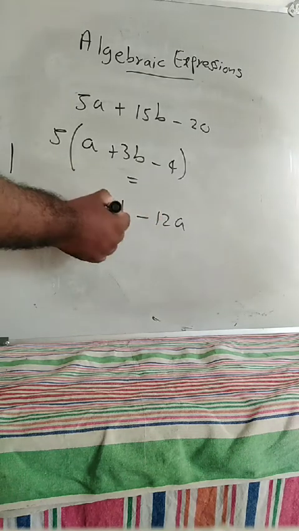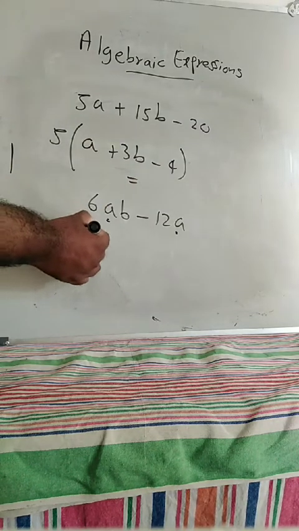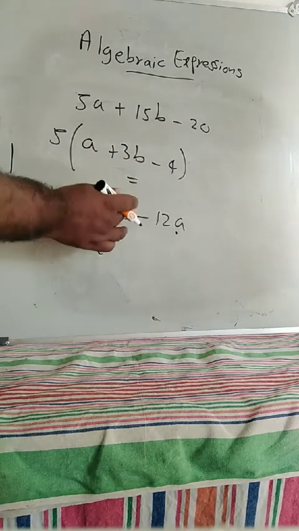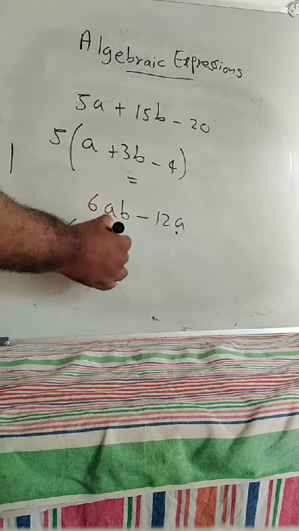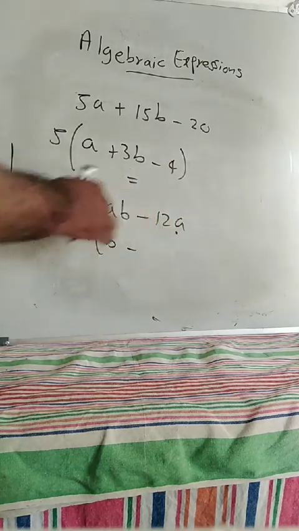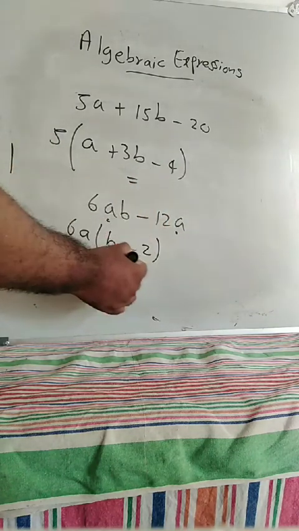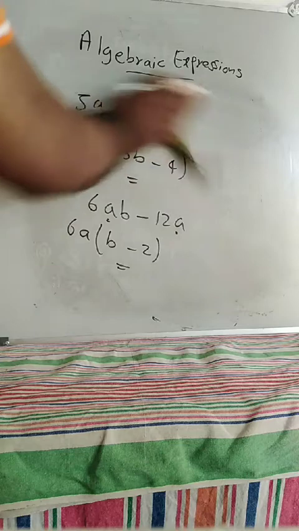Only 6. You can see a is also common. Then 6a is common. Then 6ab divided by 6a: 6 to 6 cancel, a to a cancel, b remains. Minus 12a divided by 6a: a to a cancel, 12 divided by 6, 2. Understand? Right, very good. Then another example.